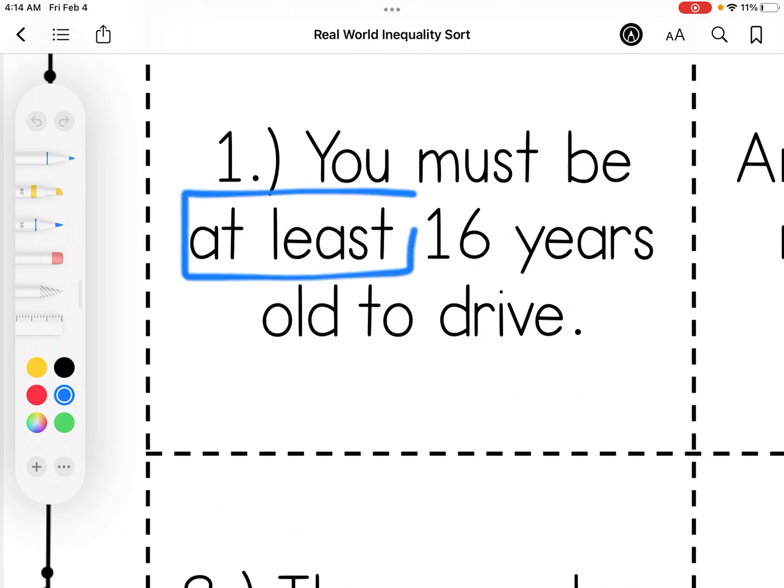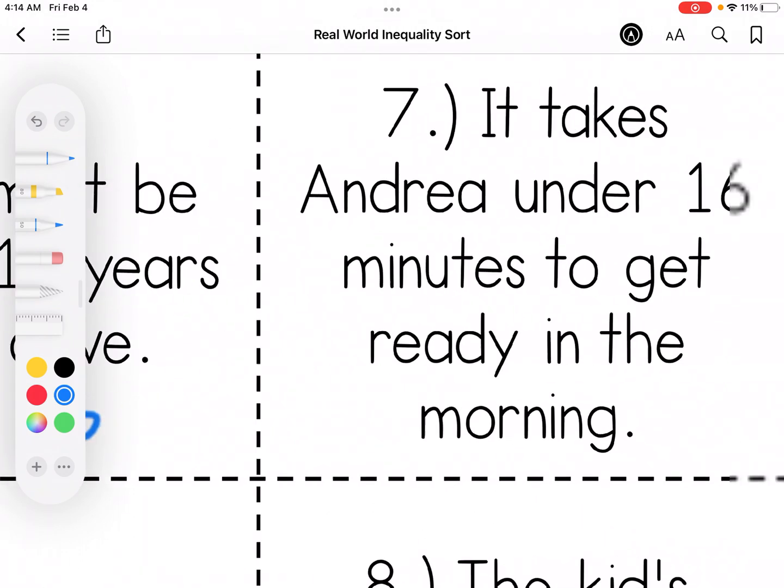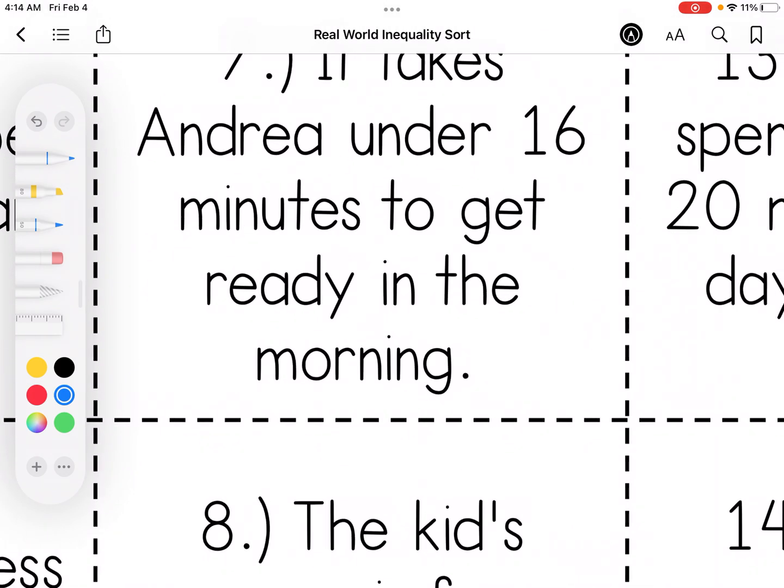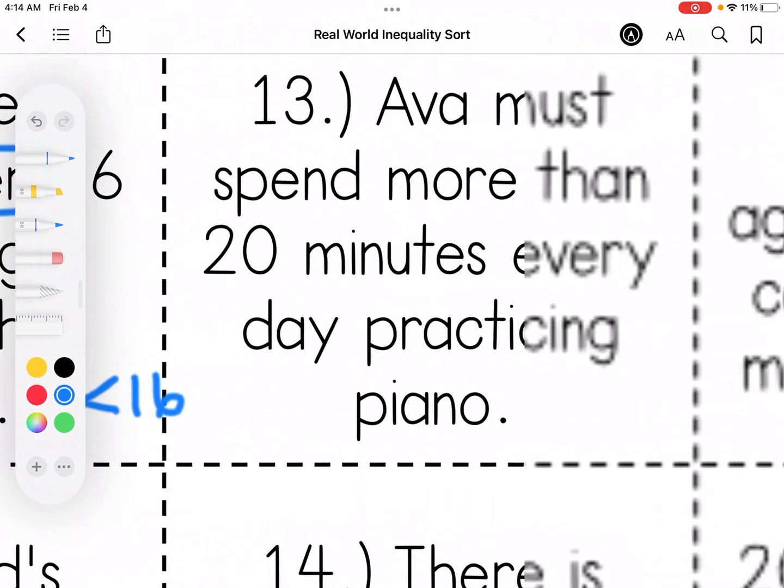So at least. If I'm at least 16 years old, I can be older than 16 or I can be 16. So X and 16. So I can be greater than 16 or I can be equal to 16. Okay? If I have to be under 16 minutes, that means I have to be less than 16 minutes. I can't be equal to 16 minutes because I have to be under that. So it just has to be straight up less than 16.